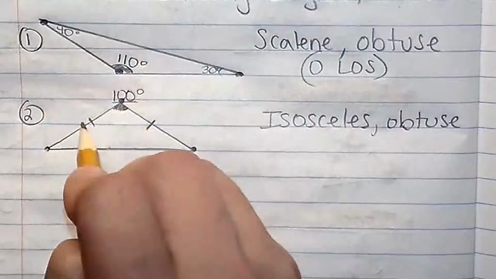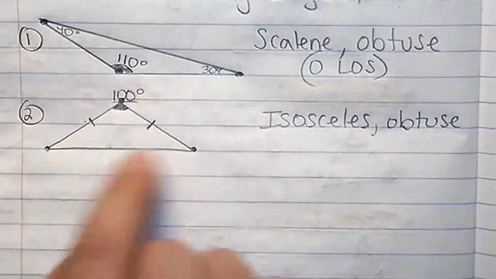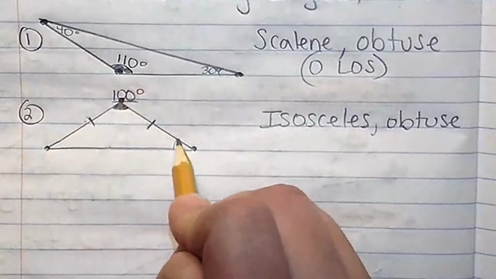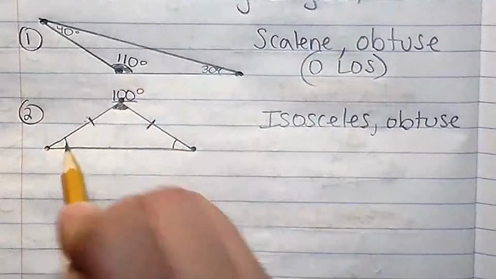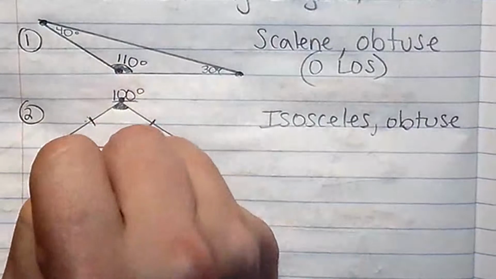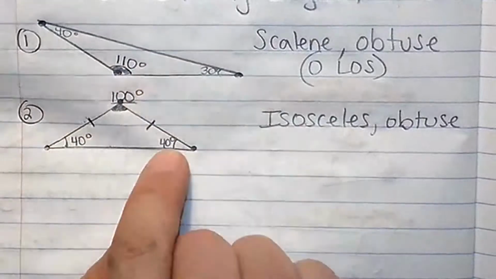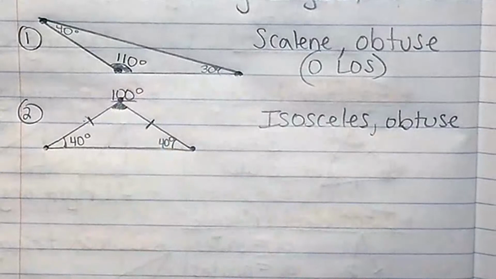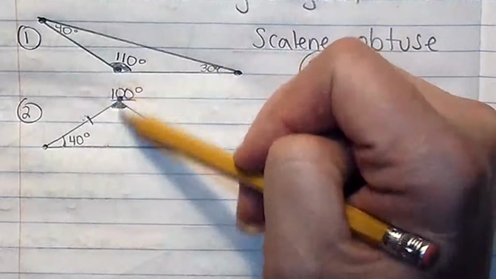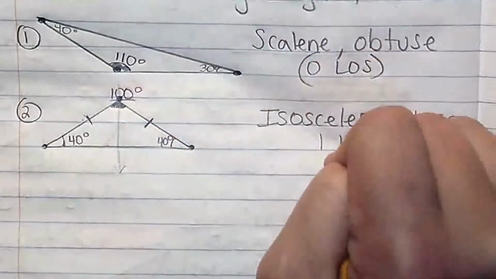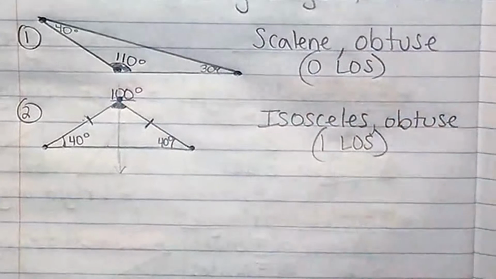Now, if these are isosceles, that means these 2 angles are equal to each other, because this side is this angle and this side tells us this angle. I know that both of these would be 40. And if I have 40 on this side and 40 on that side, what do we know about a line of symmetry? I could cut this triangle right down the center and it would give us 1 line of symmetry.